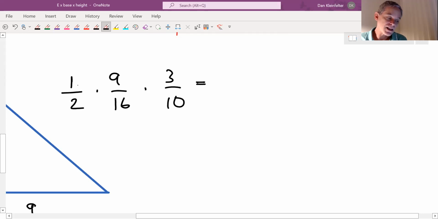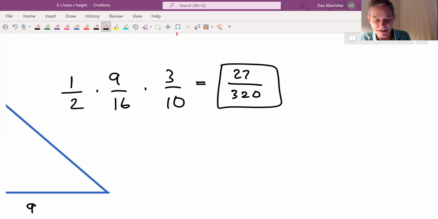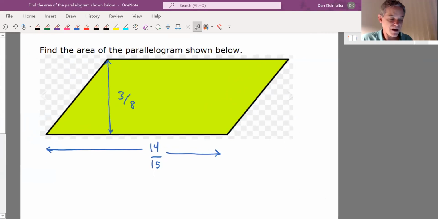So we'll multiply across the top. 1 times 9 is 9, times 3 is 27. And then down below, 2 times 16 is 32, times 10 is 320. Okay, it just so happens that there was no simplification that could be done in this example. All right, so we just have a couple more examples left to do, and then we'll be all finished.